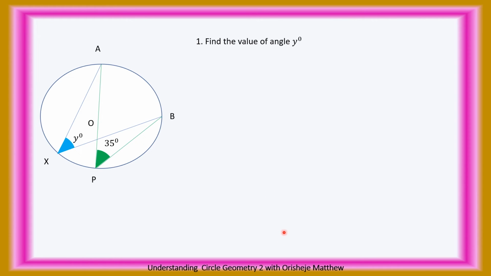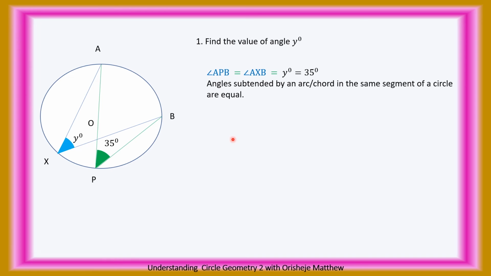Right, so find this question. With this question, I want you to find the value of the angle marked Y. Now, what is the rationale for you to be able to solve this question? First of all, you know that the angles subtended by the same arc AB, or if you connect this point here to AB, that gives you a chord, are equal.